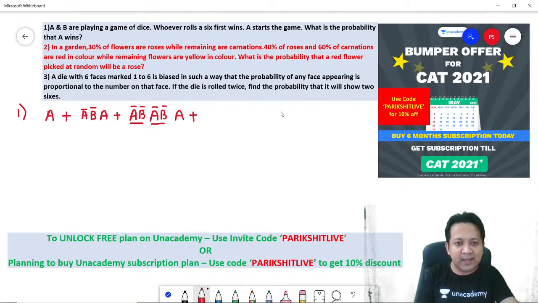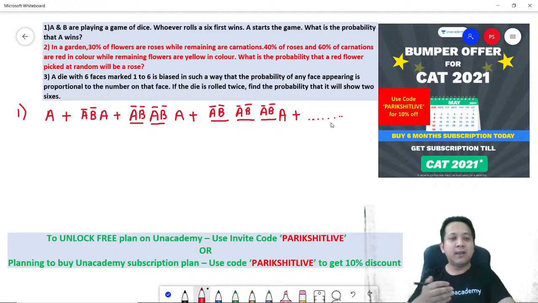If A is winning in the fourth round, it means no one wins in the first round, no one wins in the second round, and no one wins in the third round. So first round, neither A nor B throws a 6. Second round, neither A nor B throws a 6. Third round, neither A nor B throws a 6. And hence, A gets the 4th chance and A wins the game. This will continue. There is no end to it. Now, you need to determine the probability that A wins.